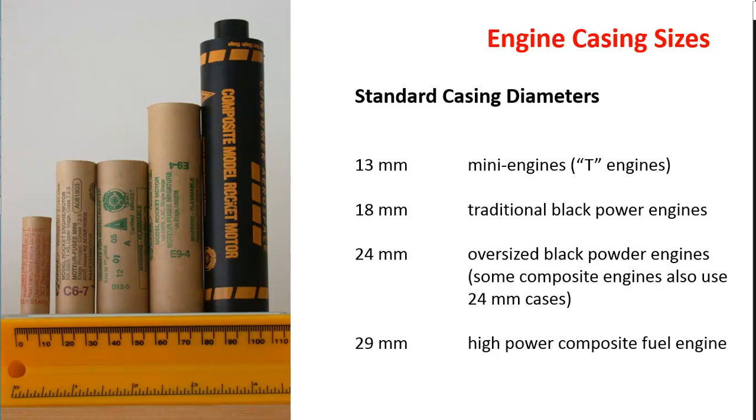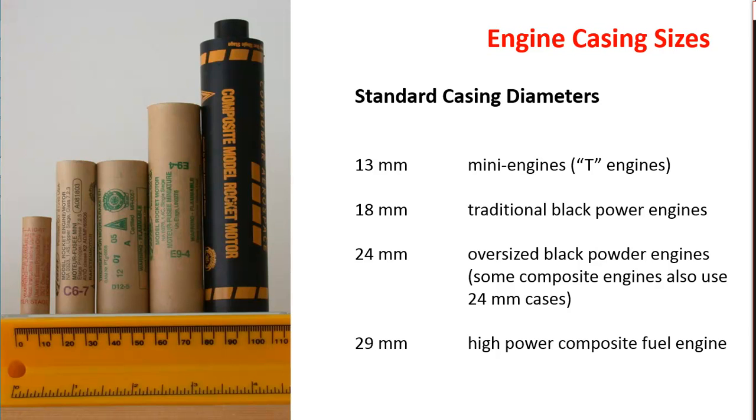The engines that we're interested in are 13, 18, 24, and 29 millimeter size engines. Those dimensions refer to the diameter of the engine. Notice the smallest one on the left is a 13, then there's an 18, then there are two 24s. Notice one of them is longer than the other. And then there's also a 29 millimeter engine. The 29 millimeter engine in this case is a composite engine. The others in this picture are all black powder engines. There are some 24 millimeter engines that are also composite, but in general, the smaller sizes are black powder and the large size is composite.